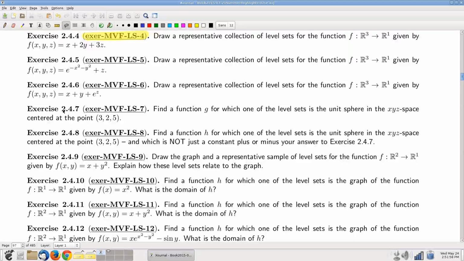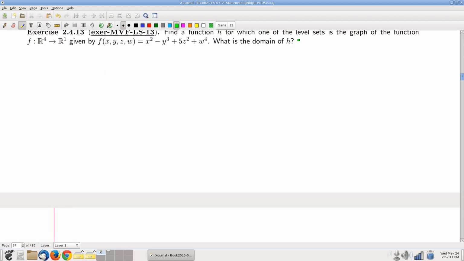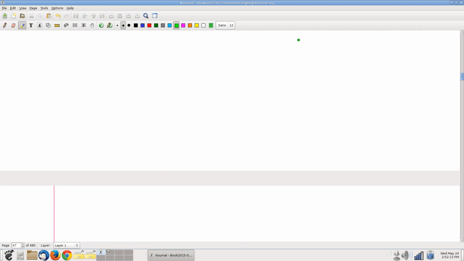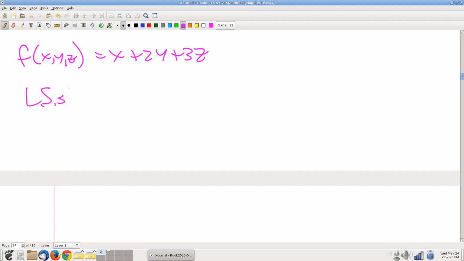Okay, so we want to draw level sets for this function. Same process. F of x, y, z equals x plus 2y plus 3z. The level sets are described by setting that equal to c.